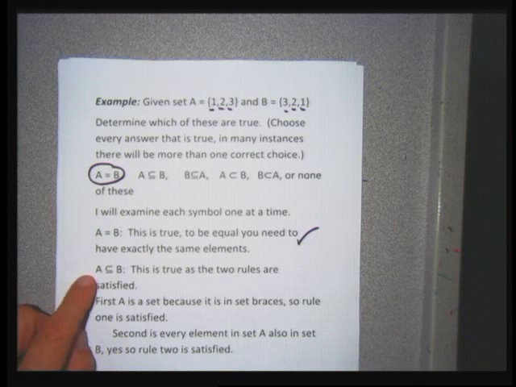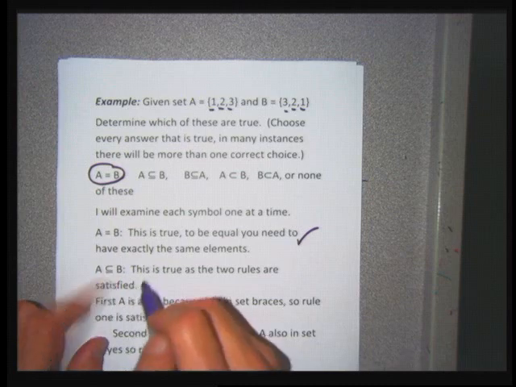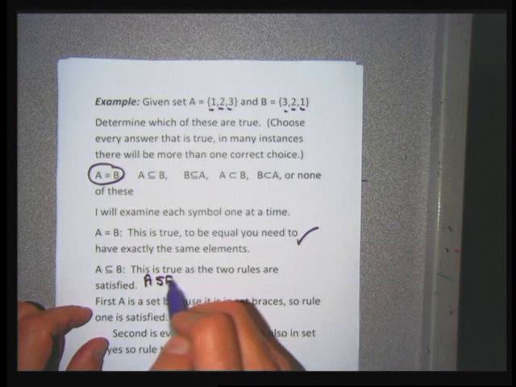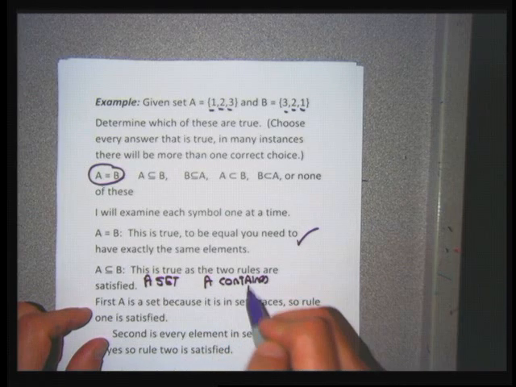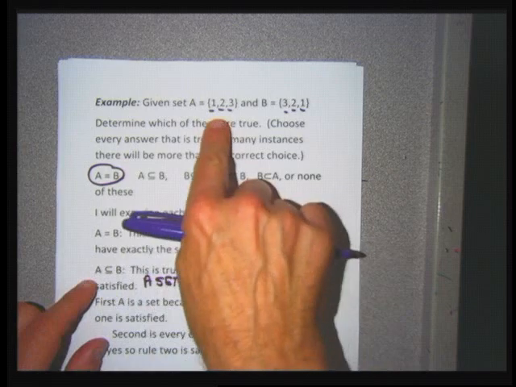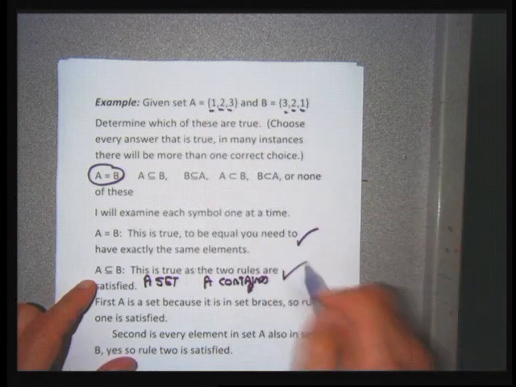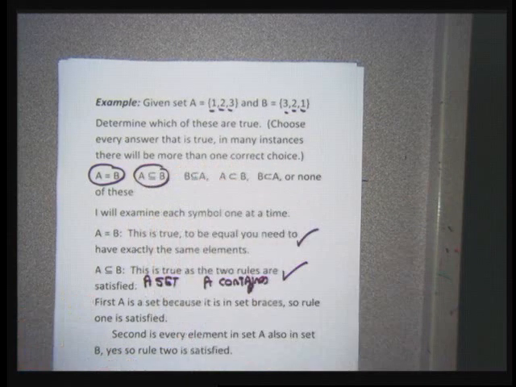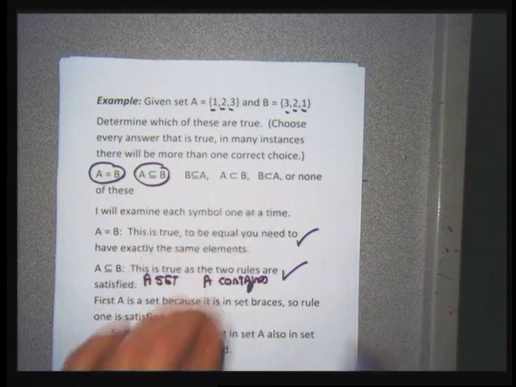Next symbol is a subset of B. This symbol, not the proper subset symbol, but this symbol only has two rules. The two rules are A needs to be a set and A has to be contained in B. A is a set, it's in set braces, and A is contained in B because every element of A, 1, 2, and 3 is an element of B. So A is also a subset of B. So I'm done checking the first two. On the next page, I'm going to start to check the rest of these.